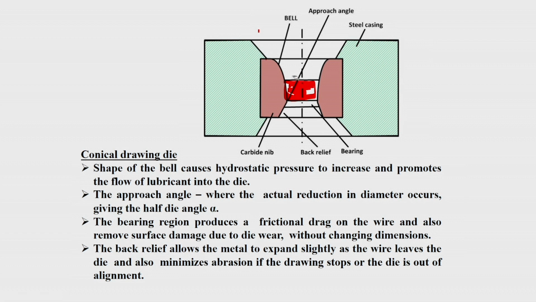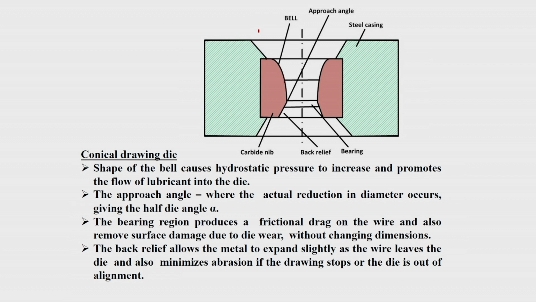It is here that the major deformation takes place, so that the wire reaches the final size. When you talk about the die angle, this is the die angle, which you call 2 alpha. So the die angle is not at the bell region, but at the approach angle.